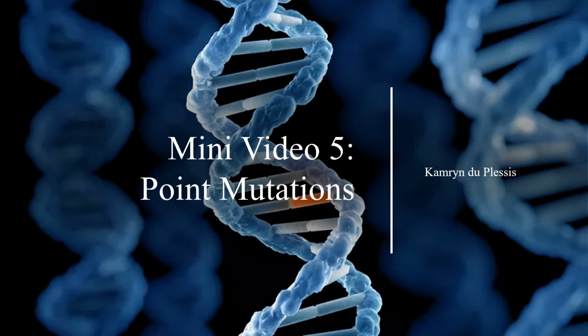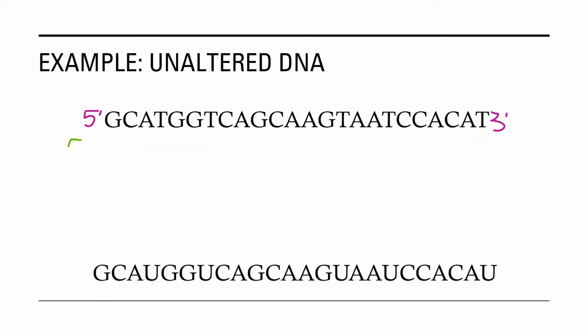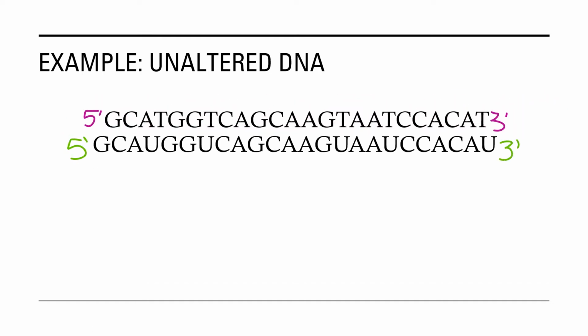In this video, we will be covering point mutations. Let's take a look at some examples. Here we have a coding strand of DNA in the 5' to 3' orientation. When the template strand is transcribed by RNA polymerase, we will get the following 5' to 3' mRNA sequence where the thymine bases in the above DNA are replaced by uracil.